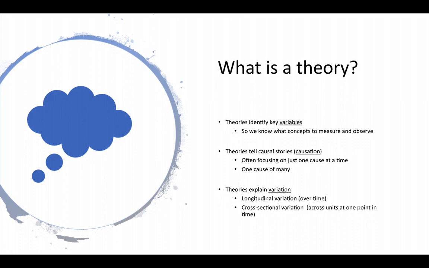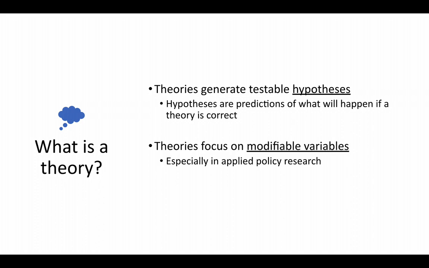So theory also explains variation, right? There are two different types of variation. One is a longitudinal variation, if it's variation over time, or it's cross-sectional variation, the variation across different units at a point in time.